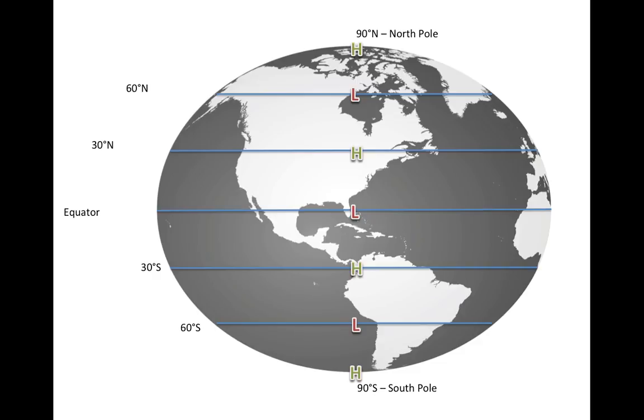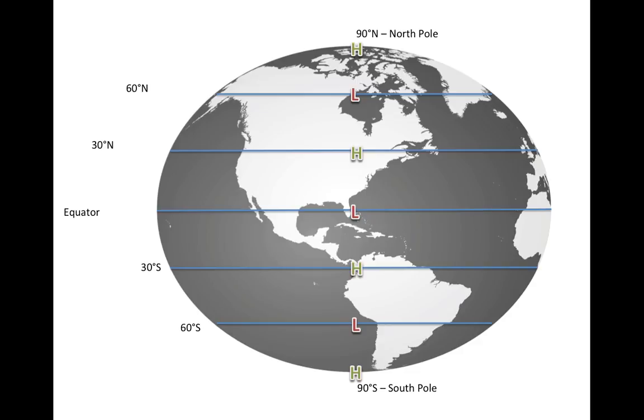The H in green is for high pressure, and the L in red is for low pressure. At the poles, the surface pressure is high and the air is cold and dry. Cool air is descending to lower surface pressure. Same for the 30 degrees north and south. Remember, surface pressure always moves from high to low, and high pressure air is dry and cool. Next, let's look at the 4 different kinds of winds.